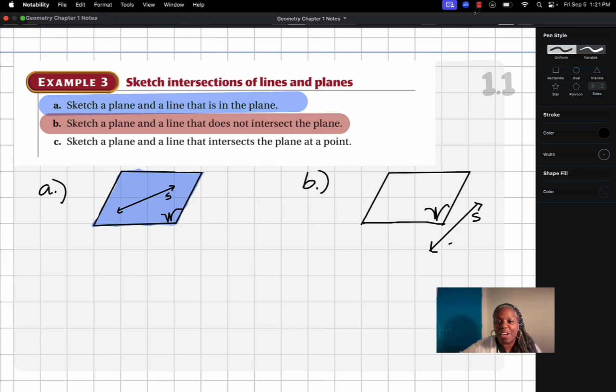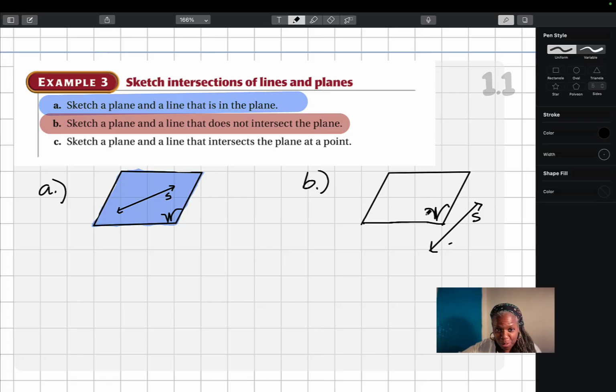You can choose your own letters. Remember, when we name a plane, it's with a capital letter, and when we name a line, it's with a lowercase letter.